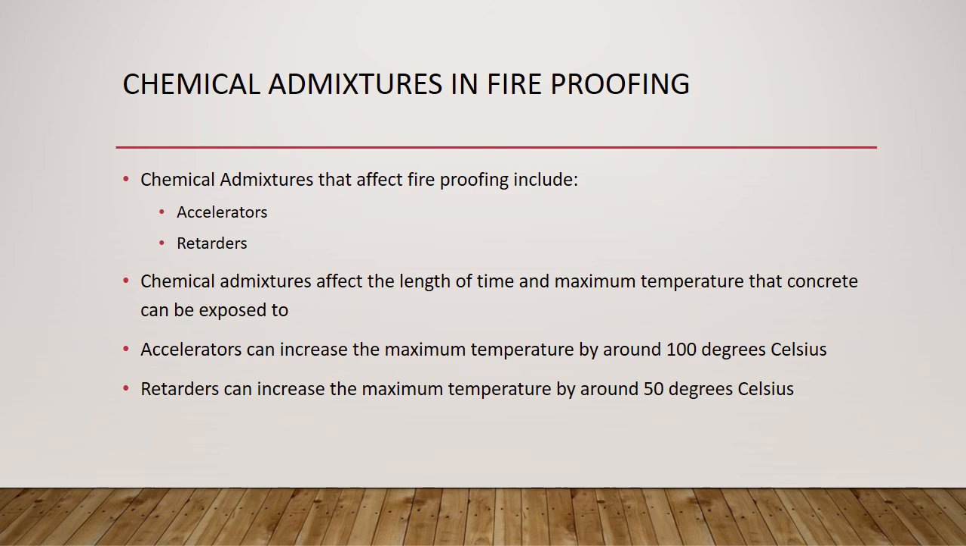The chemical admixtures tended to increase the amount of time and temperature that the concrete can be subjected to before failing. By adding an accelerator to the concrete mix, the concrete could safely withstand up to 600 degrees Celsius, as opposed to the normal 500 degrees, and a retarder added about 50 degrees to bring it to a max of 550 degrees Celsius.